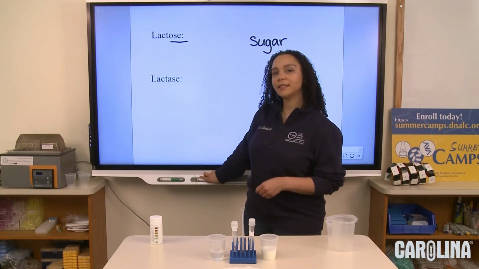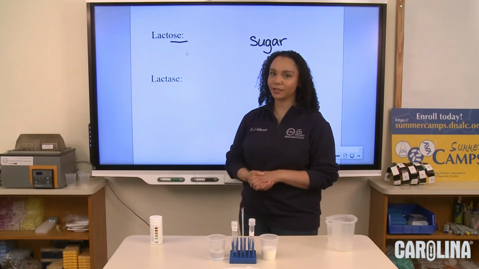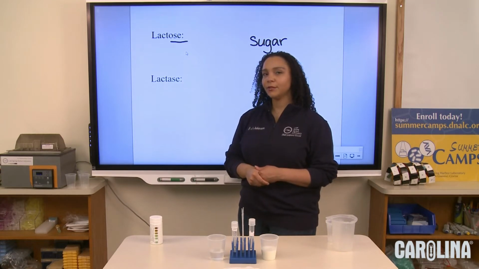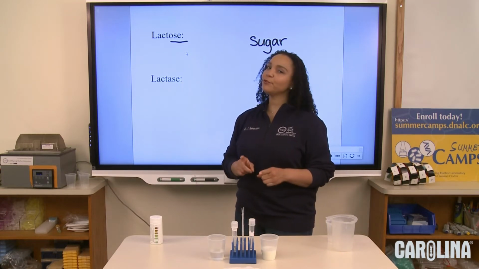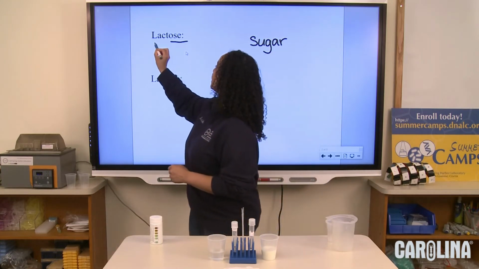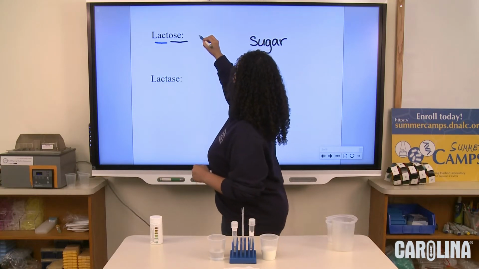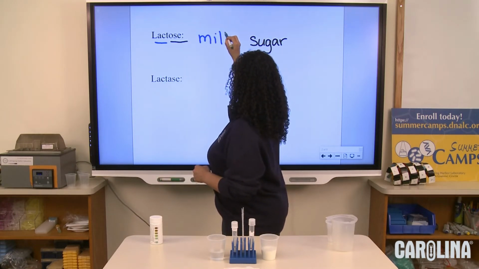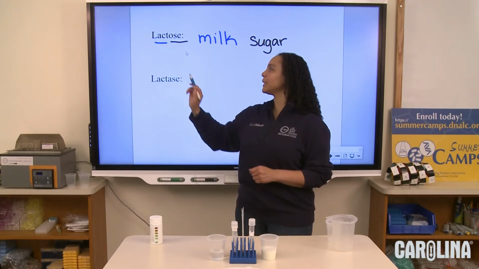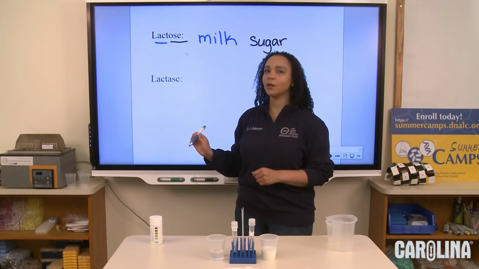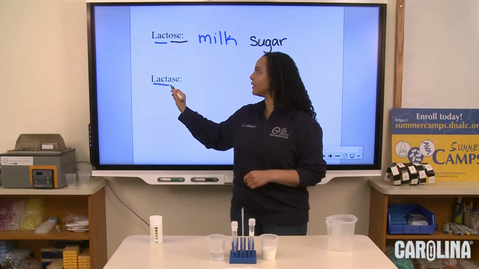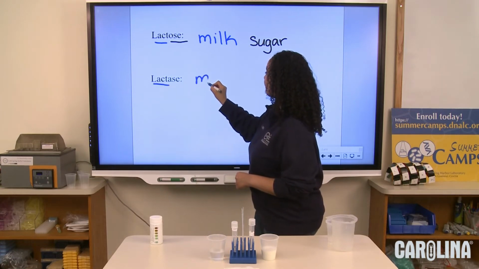But the question is, what type of sugar? Well, what does lac refer to? Do you have any idea? If you don't, I'll help you out because that's a little more difficult. So lac actually refers to milk. So lactose is a milk sugar. And because lactose has lac just like lactase, what do you think lactase has to do with? Well, we already know that the lac refers to milk.